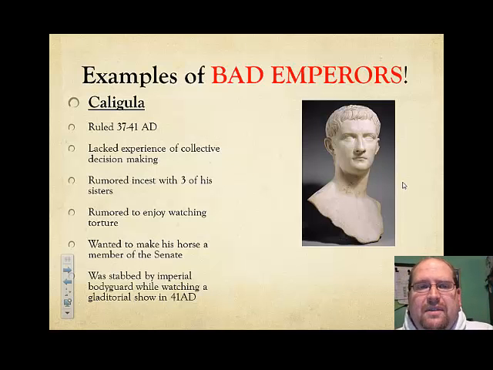Let's take a look at some of these bad ones. First, we got Caligula here. He ruled from 37 to 41 AD, lacked experience of collective decision-making. Not a very bright guy. Rumored to have incest with 3 of his sisters, which is kind of disgusting. Rumored to enjoy torture, messed up, and he wanted to make his horse a member of the Senate.